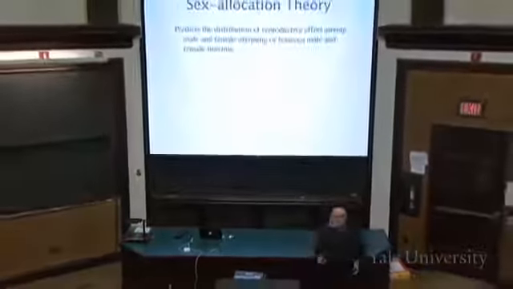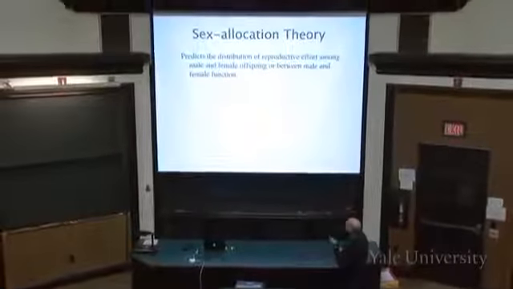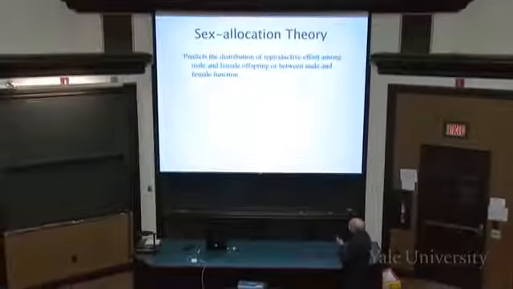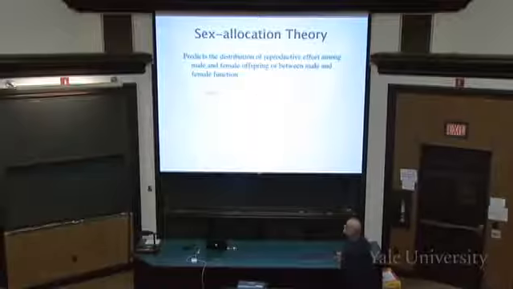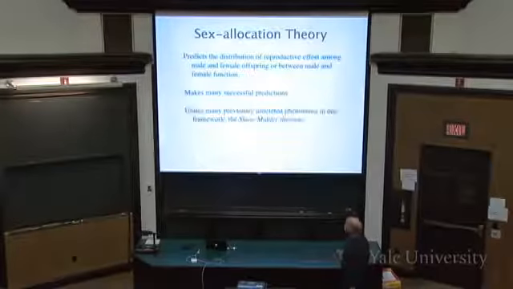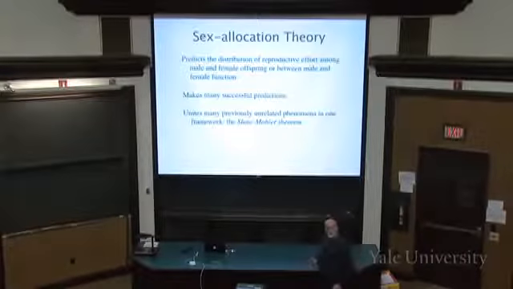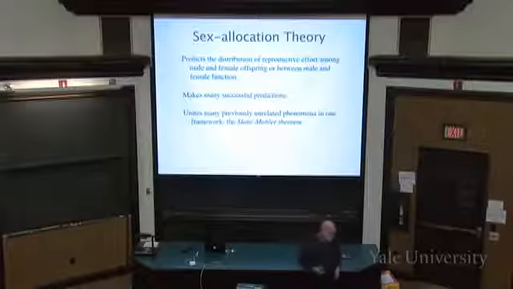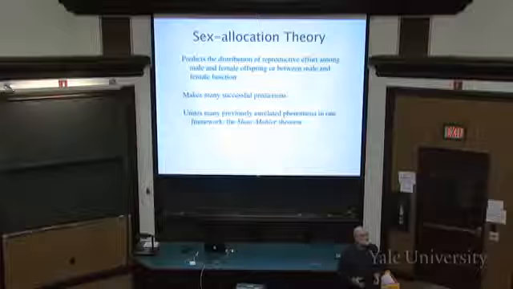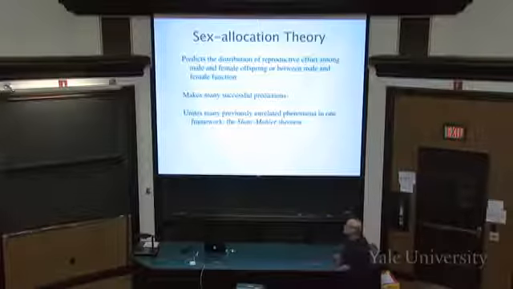And I think that you'll see some of that when we get into the frequency-dependent parts of sex allocation. So, sex allocation theory is actually a part of evolutionary ecology which has been extremely successful. It predicts the distribution of reproductive effort among male and female offspring or between male and female function. Makes a lot of successful predictions. There is a theorem at the heart of this part of biology called the Shaw-Muller theorem, which is very general in the way it's formulated.